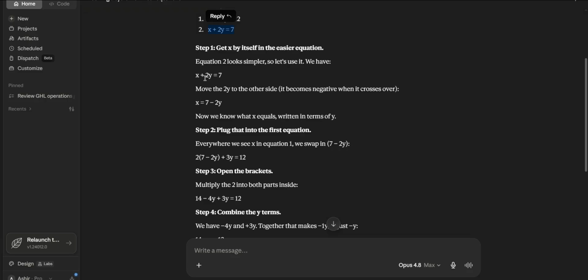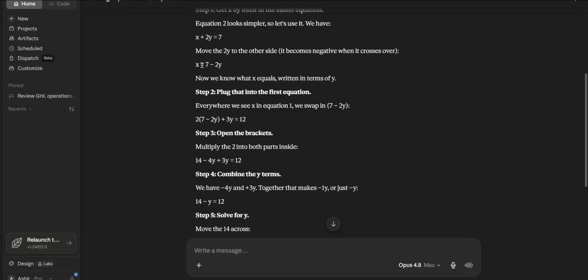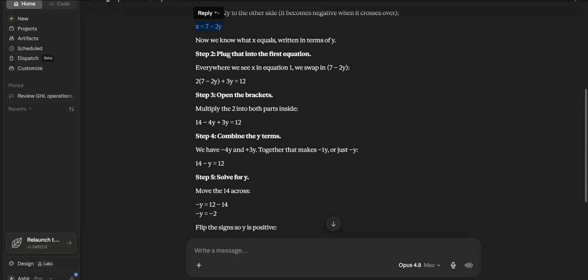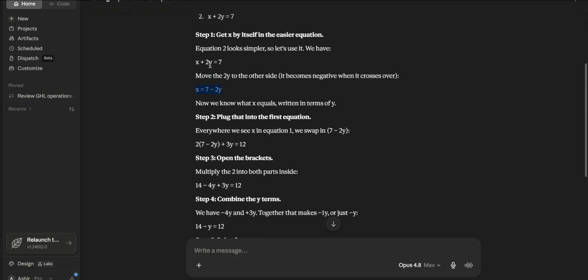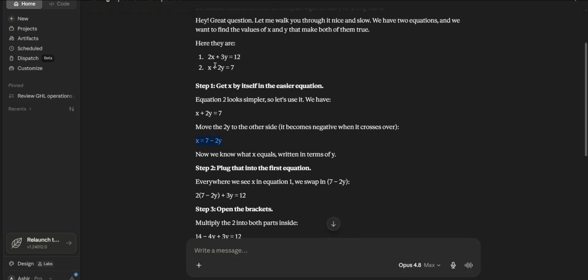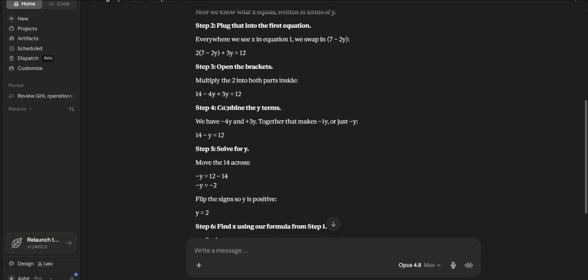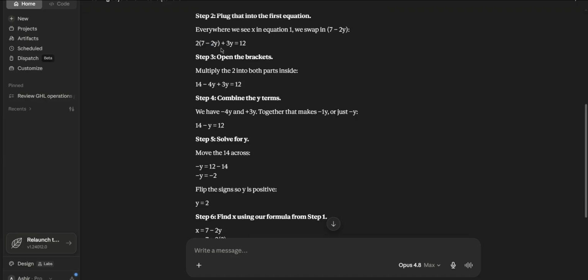As you guys know, if the plus 2y is on the left hand side of the equal sign and we move it to the right side, it will become minus 2y. Now we have this equation ready, which is the value of x at the moment. Step 2 is to plug that into the first equation. We're going to put the value of x that we got from here into this equation, put the brackets in and solve the equation.